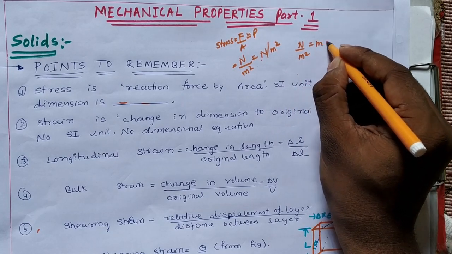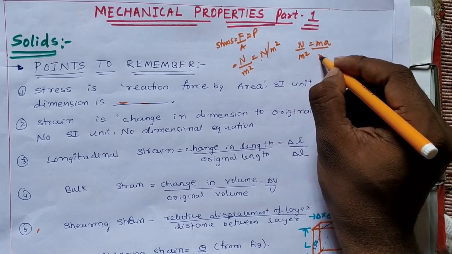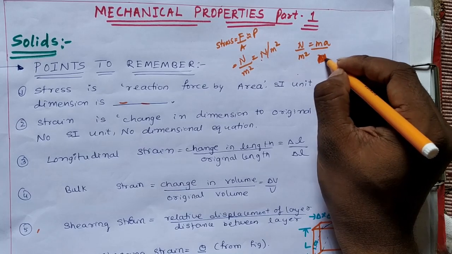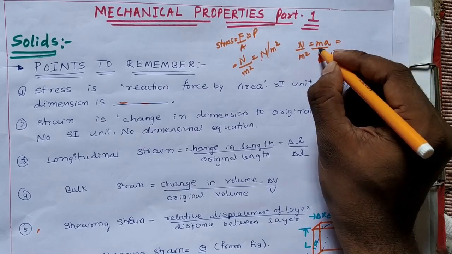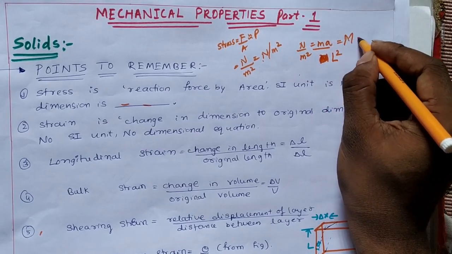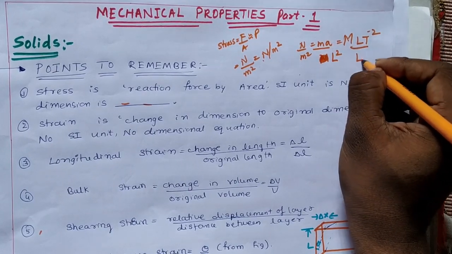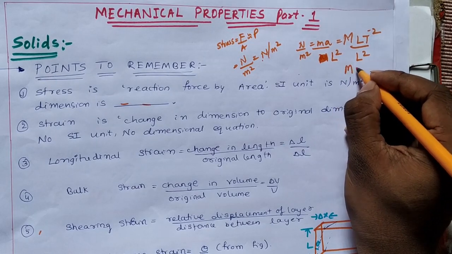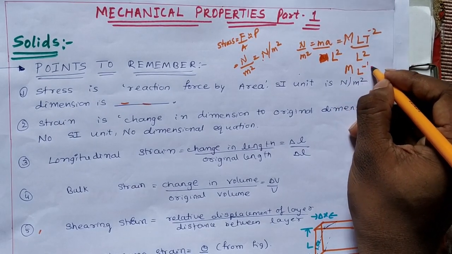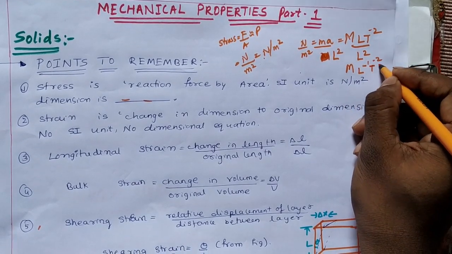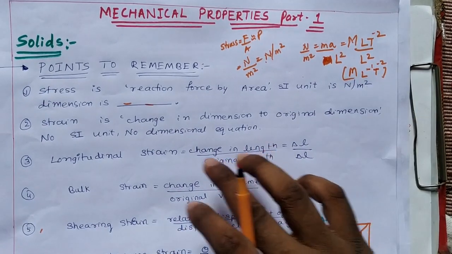Newton is the SI unit of mass into acceleration. Meter square dimension is L square. So mass dimension will be M, and acceleration will be LT minus 2, divided by this L square. This will be M L minus 1 T minus 2. Okay, this will be the dimension of the stress.